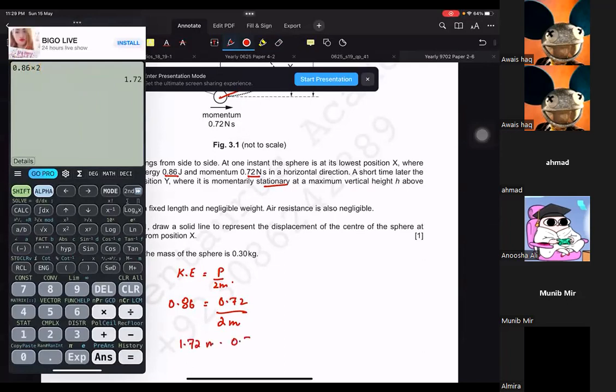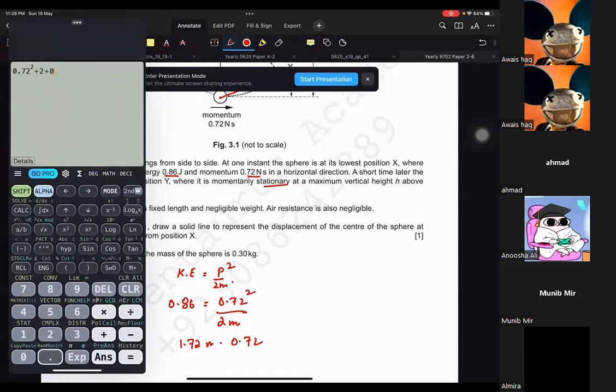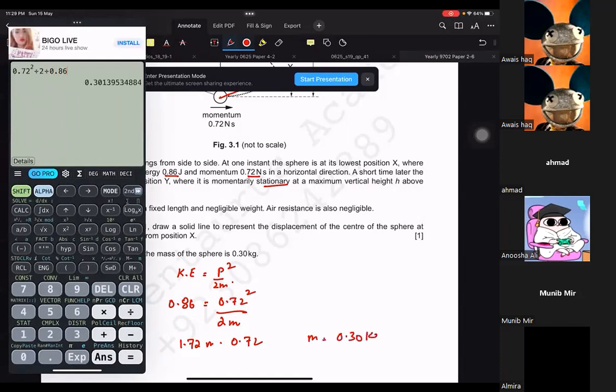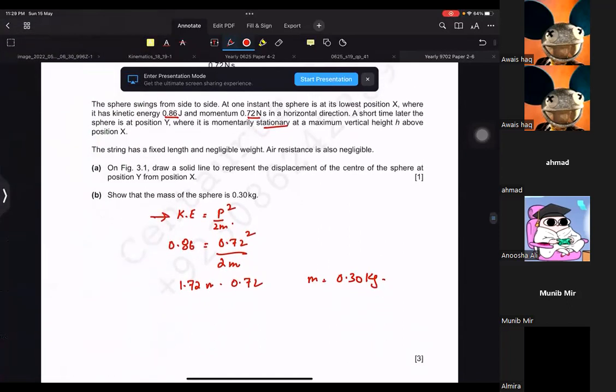You guys have forgotten this, but no problem. I'll tell you. But that's wrong. Oh no. It means this doesn't work. It's p squared over 2m. Sorry. 0.72 squared, divided by 2, divided by 0.86. 0.30 kg. All right.